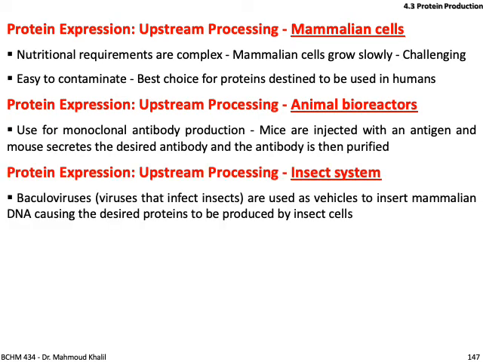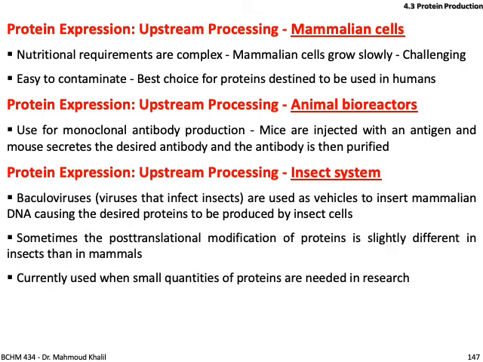If we use an insect system as upstream processing, the most famous is the baculovirus, which is the virus that infects insects, used as a vehicle to insert the mammalian DNA, causing the desired protein to be produced by insect cells. Sometimes the post-translational modification of proteins is slightly different in insects than in mammals. Currently, this technology is used for small quantities of protein which are needed for research.